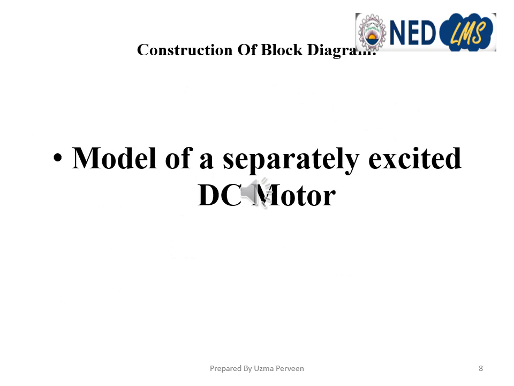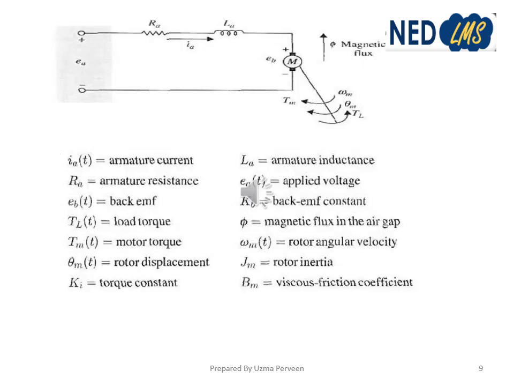Now we'll see how we'll construct the block diagram. We'll see an example of a separately excited DC motor. We have already modeled this DC motor while we were modeling our system by the differential equations. Now we'll see how we'll write these differential equations of the system in the form of the block diagram. We have already discussed in detail the differential equation of the DC motor. Now we'll see how we'll convert it into the block diagram.